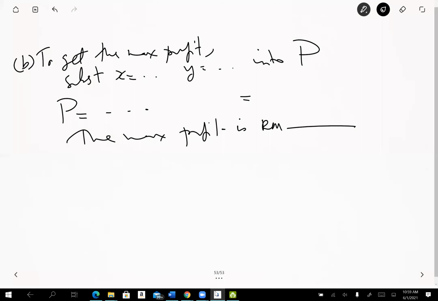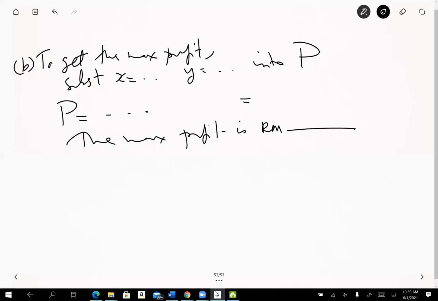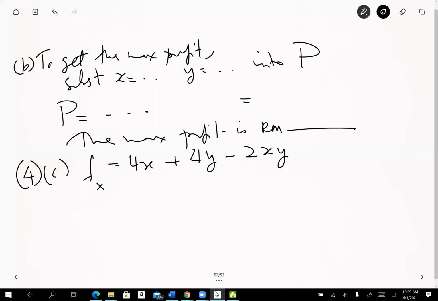So you look at this here. I will just do question 4, part 3, C. So you have fx, which is the derivative of the function: 4x plus 4y, minus 2xy minus 4. Okay, and then you got fy.